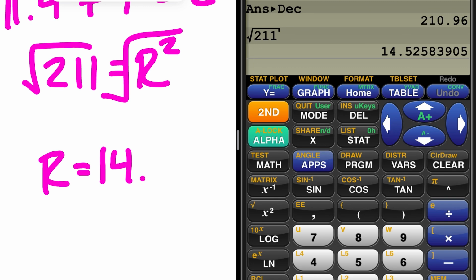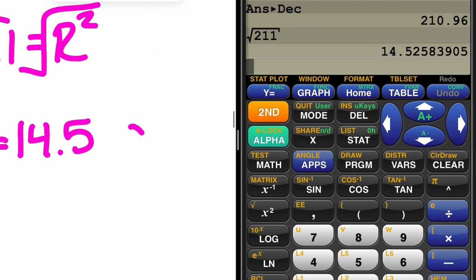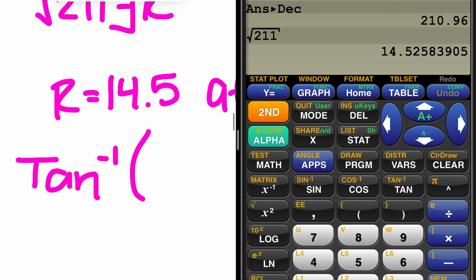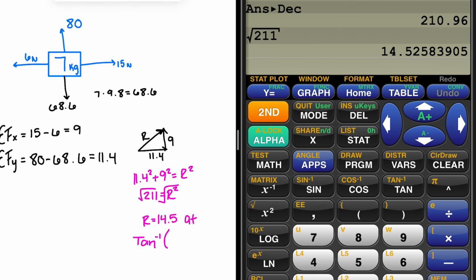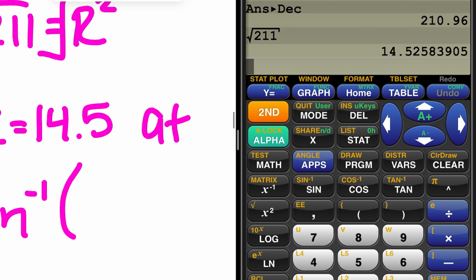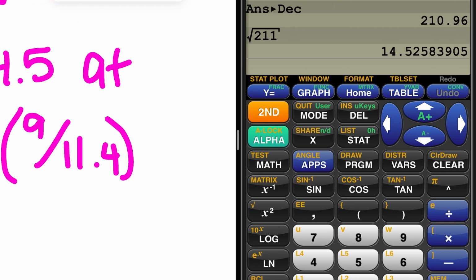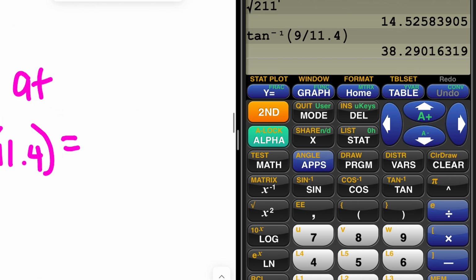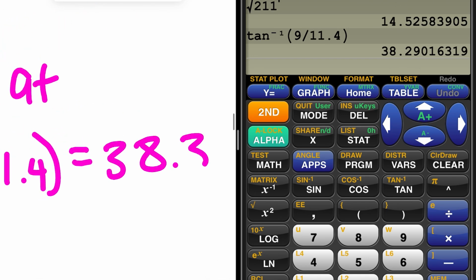We also need to find the directional words. In order to figure out the direction of this object, since it's in motion, we're going to do the inverse of tangent, and then opposite over adjacent. So we're going to do tan inverse of 9 over that 11.4. When we plug it into the calculator, second, and then tan of 9 over 11.4, it's going to come out to 38.3. Then I plug that back into my answer, and it gives me 38.3.